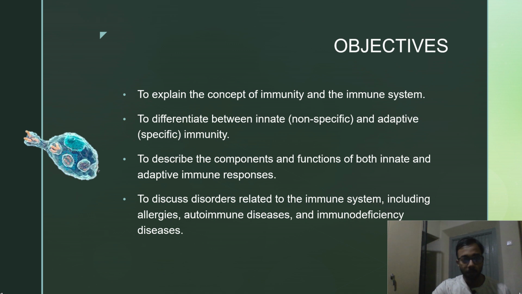The objectives of today's lesson are to explain the concept of immunity and the immune system, to differentiate between the non-specific arm of our immune system, which is the innate immunity, and the specific immunity, which is also known as adaptive immunity. The third objective is to describe the components and functions of both innate and adaptive immune responses. And the fourth objective is to discuss disorders related to the immune system, including allergies, autoimmune diseases, and immune deficiency diseases.